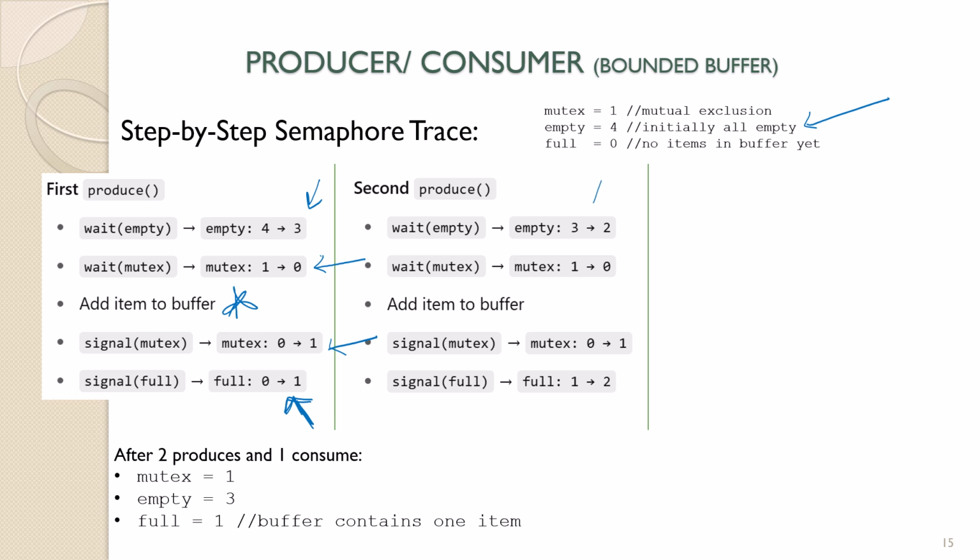Empty is going to go from 3 to 2. Mutex is the same. Take over that mutex. It's been signaled. So here, this one was already signaled, so this wait is okay. And now full is going to be 2.